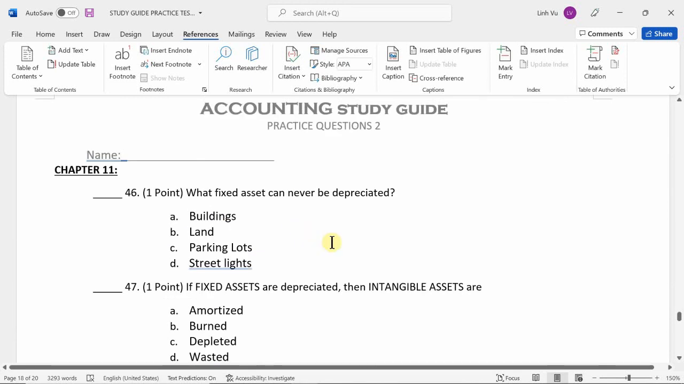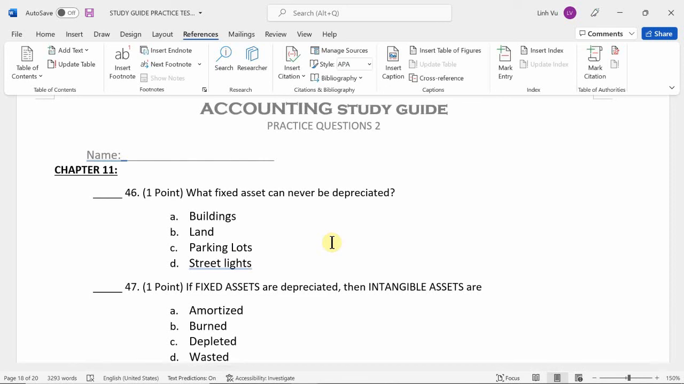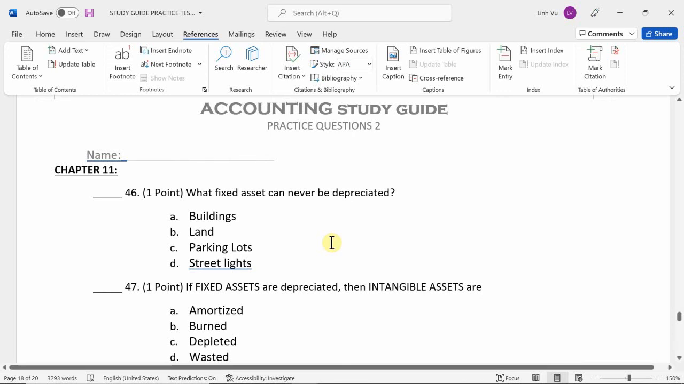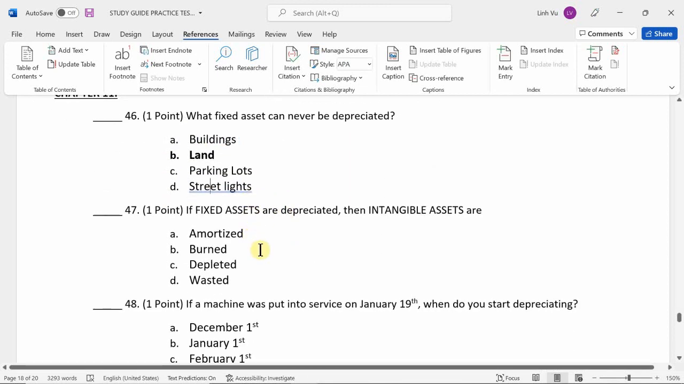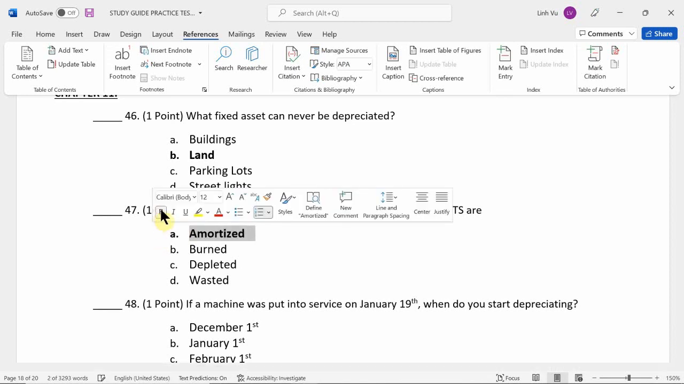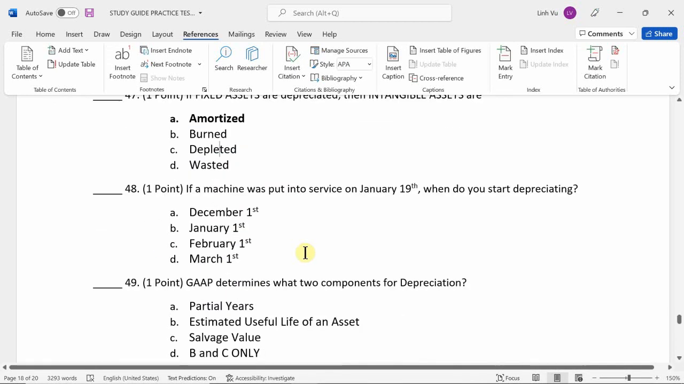Question 46. What fixed assets can never be depreciated? B, land, right? We saw this on our quiz. Number 47. If fixed assets are depreciated, then intangible assets are A, amortized, right? Good.